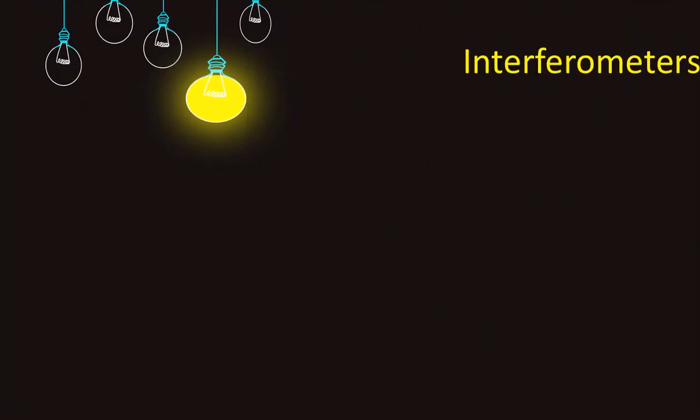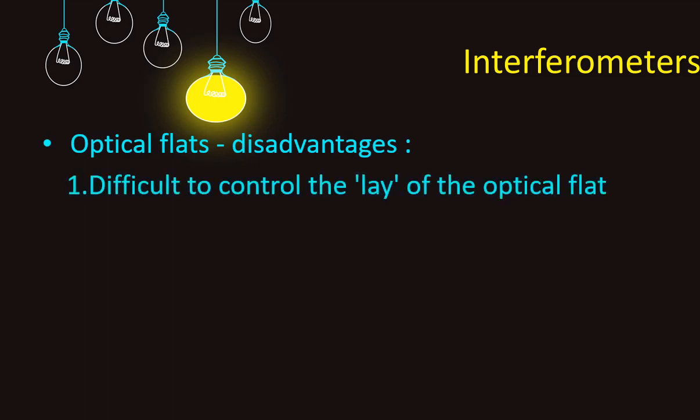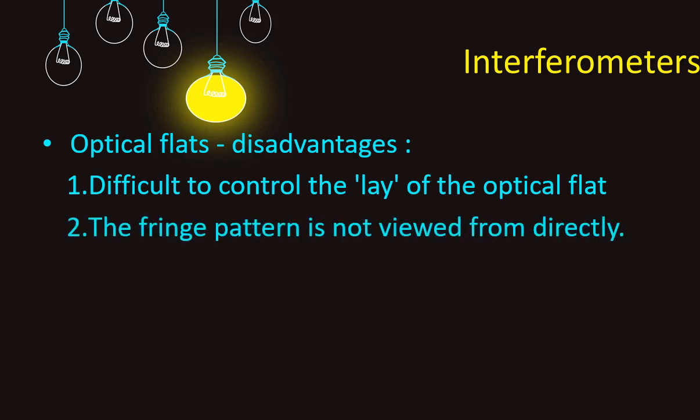Now, the next topic is interferometers. Before studying interferometers, let us check the disadvantages of optical flats. The first disadvantage is that it is difficult to control the lay of the optical flat, and the second one is that the fringe pattern is not viewed directly. So to overcome both of these disadvantages, we have introduced a new instrument called interferometers.